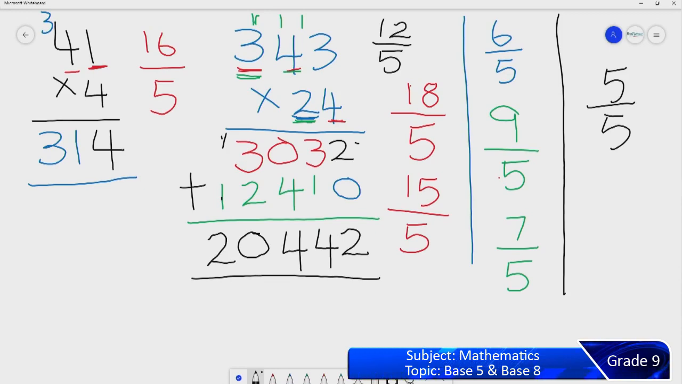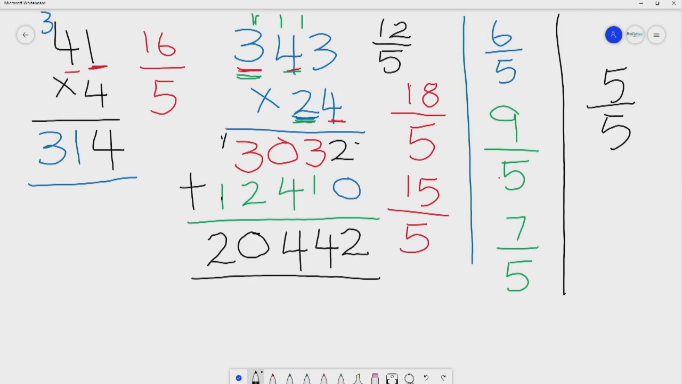So when we multiply 3, 4, 3 by 2, 4 in the base 5 number system, we get 2, 0, 4, 4, 2. As long as we get to a step where we have to multiply or add, and the answer that we get is 5 or more, we have to divide by 5 before we proceed. So we'll do one final example.